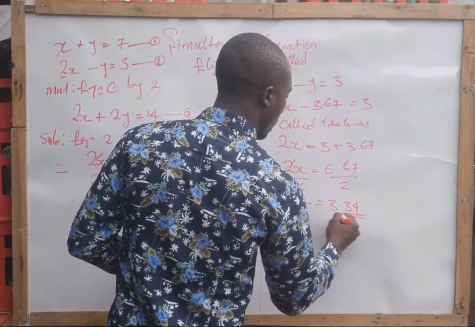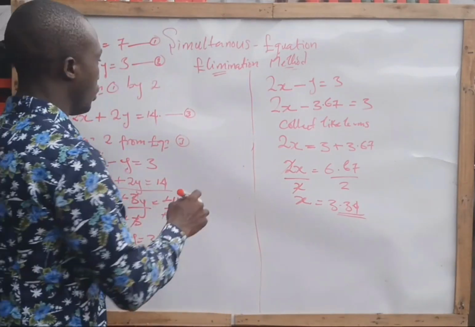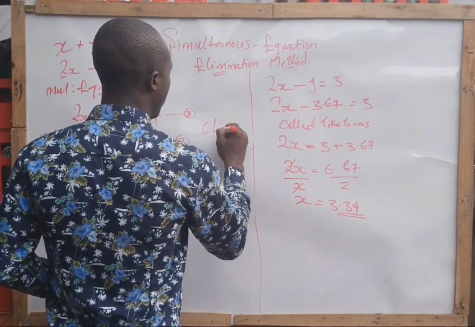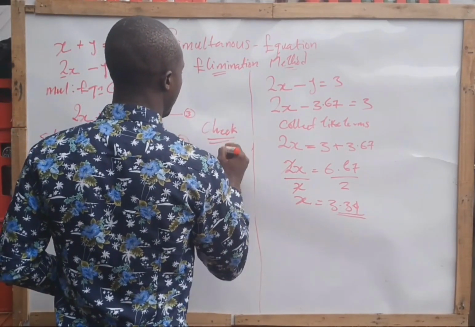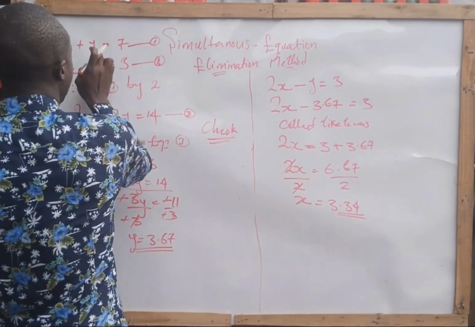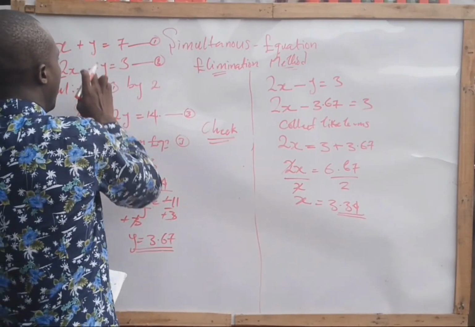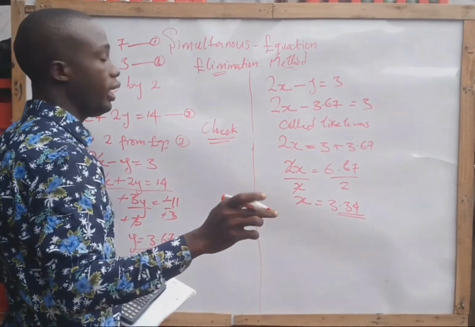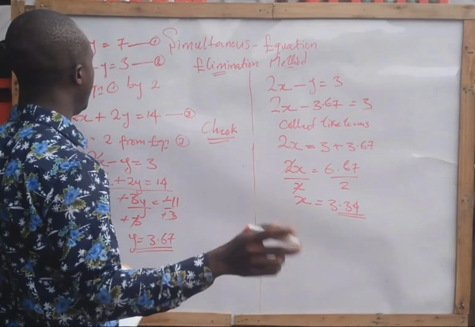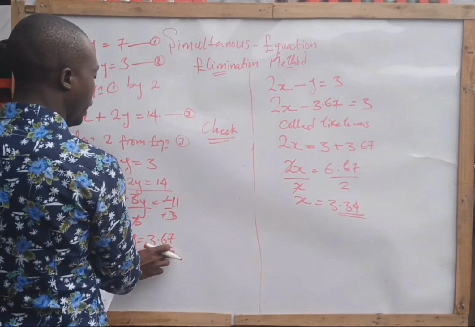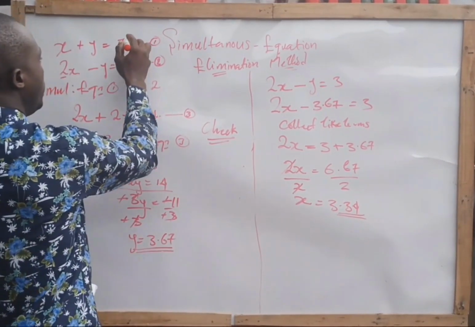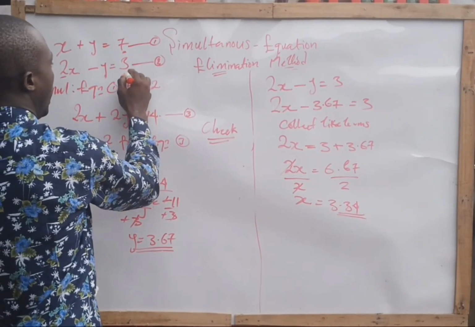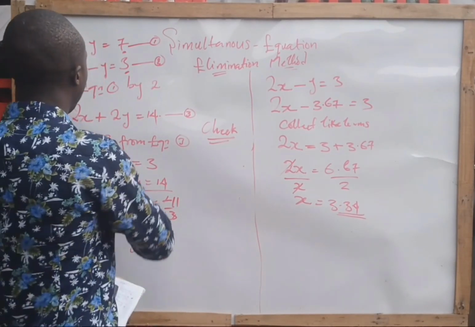3.34 approximately. So let's check if our answer is correct. For us to check equation 1 and equation 2, as I've already told us, by the time you add your x and your y, it will always give you this and this.